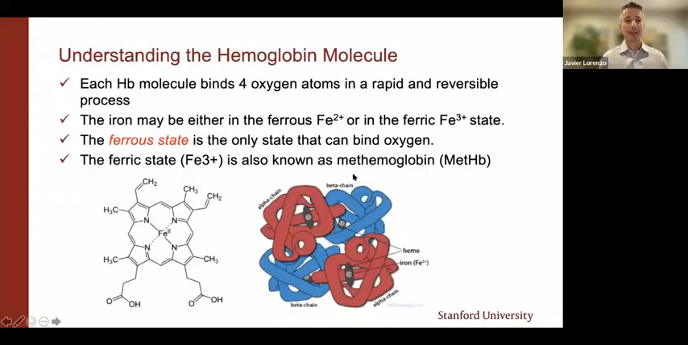Each hemoglobin molecule binds 4 oxygen atoms in a rapid and reversible process. The iron may be either in the ferrous or the ferric state. The ferrous state is the only state that can bind oxygen. The ferric state is also known as methemoglobinemia. So that's just one way you might want to remember: methemoglobinemia, ferric, no oxygen, dysoxia.